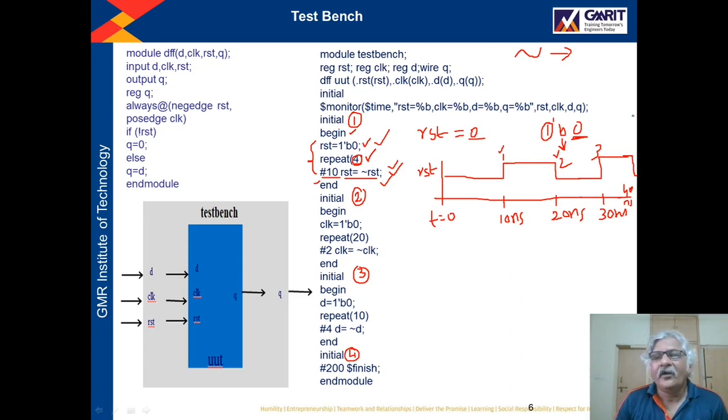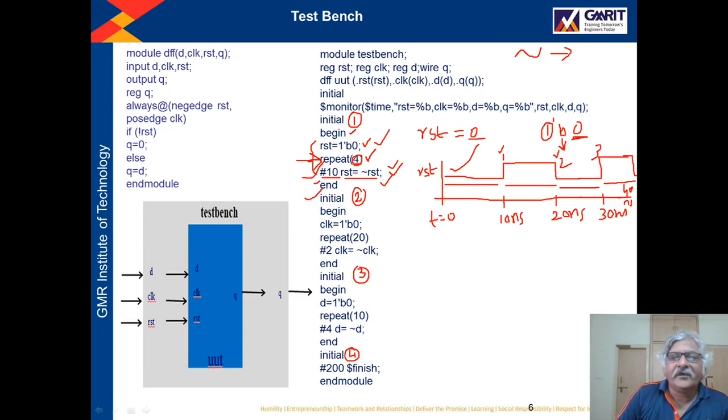It will become 0. So in this way the statement will be executed 4 times, right? Because we have used repeat within bracket 4. So whatever statement you have written after repeat, that will be executed 4 times. So by this initial block, we are generating a RST signal which is initially low for 10 ns, then high for next 10 ns, then low for 10 ns, and high for next 10 ns, right?